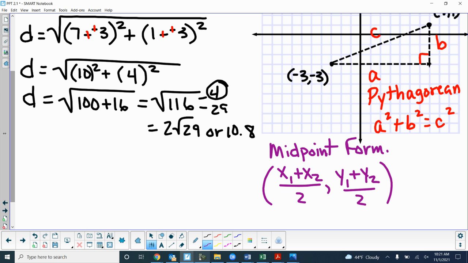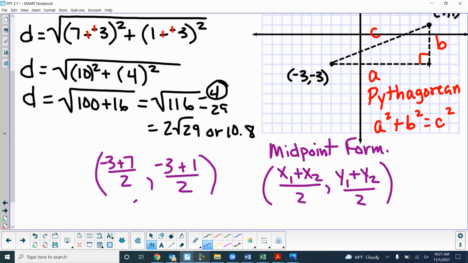All right, so if x1 was -3, and x2 was 7, and y1 was -3, and y2 was 1. What's -3 plus 7? 4. What's 4 divided by 2? 2. And -3 plus 1 is -2, divided by 2? -1.